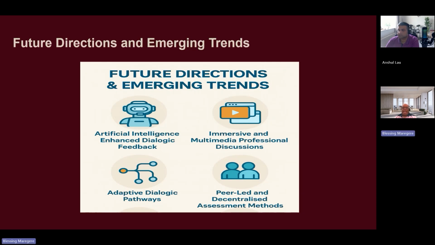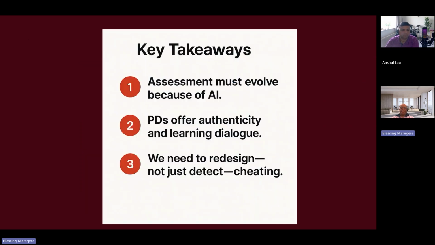Immersive and multimedia professional discussions where you use visuals in presenting the work that they've done. Being able to adapt this into the learner's context and environment, and also peer-led and decentralized assessment methods as well is something that we'll potentially see in the future.